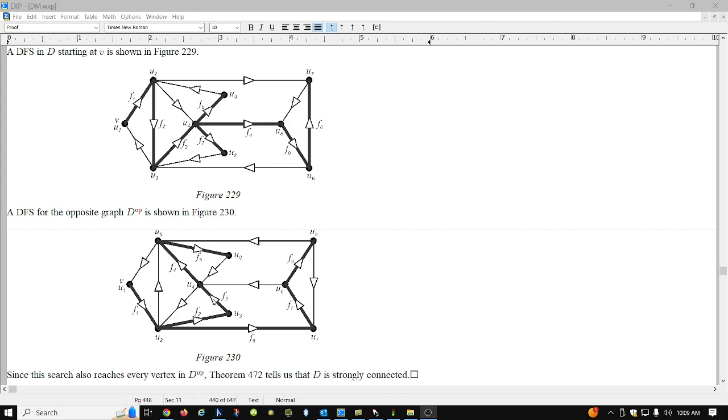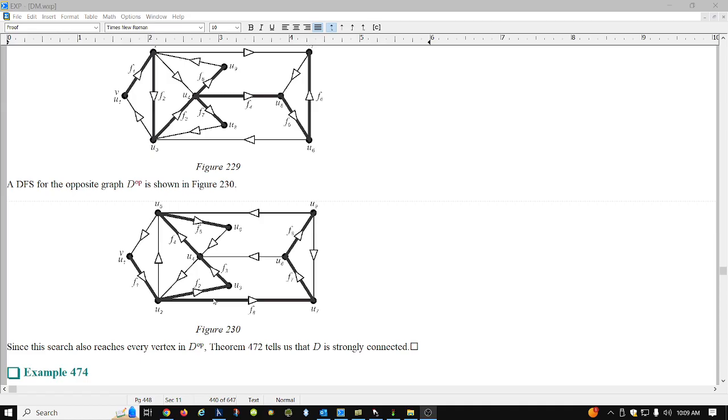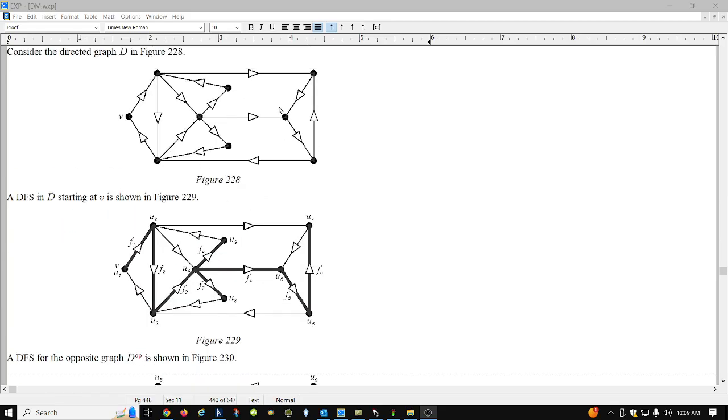So we have spanning trees for both D and D-op, which according to the theorem means that this is strongly connected. Okay, so it might be worth thinking here about how else you could show that this was strongly connected. Of course, the brute force method would be to look at every pair of vertices and try to find a directed path between them in both directions.